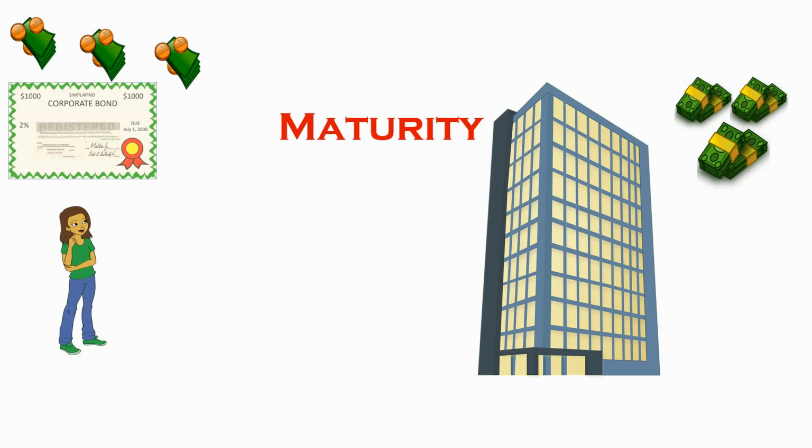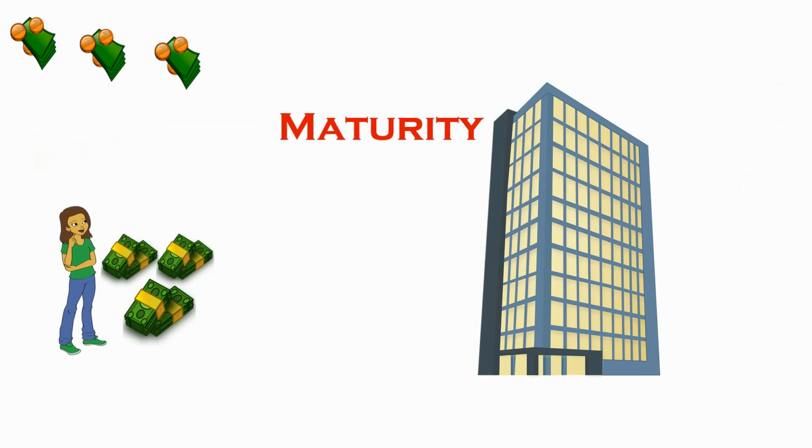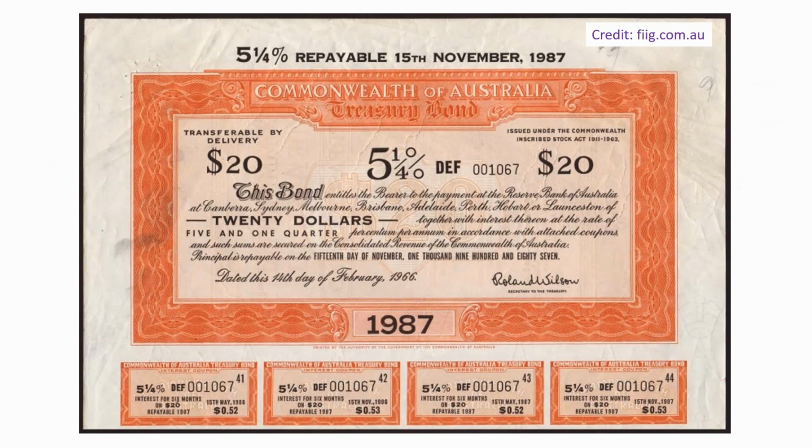Then, eventually, at the maturity date of the bond, the issuer of the bond, that is the government or corporation, pays the holder of the bond the par value or face value of the bond. This face value payment is often accompanied by a final interest payment depending on the terms and conditions of the bond. Let's see an example. Here's an image of a bond I found on the internet. It was issued by the Reserve Bank of Australia.